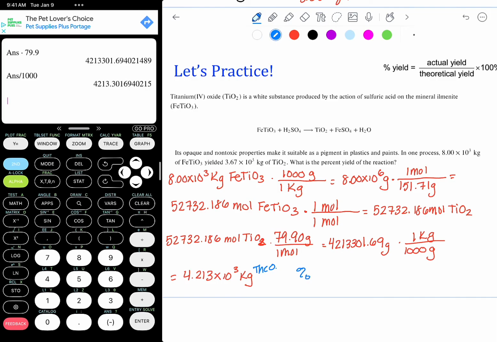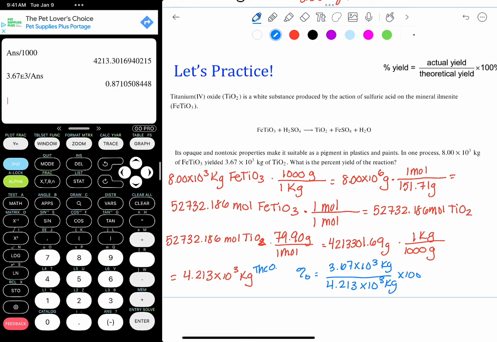So our percent yield then is our actual, which is that 3.67 times 10 to the 3 kilograms, divided by this 4.213 times 10 to the third kilograms, multiplied by 100. So we'll take 3.67 times 10 to the 3 and divide it by our answer there and multiply by 100. And we get a yield of 87.1%. So that's our yield for that reaction, another good reaction, nice and high yield.